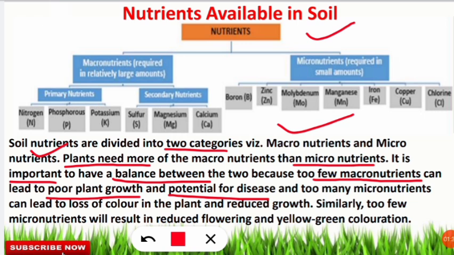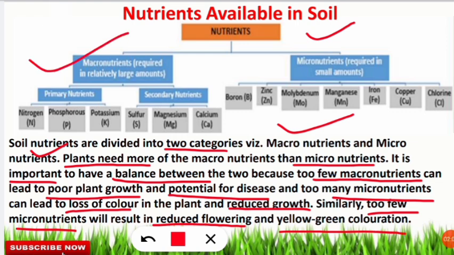That means if too few macronutrients are present, they can lead to disease in plants, and if too many micronutrients are present, they can lead to loss of color in the plant leaves and plant body, as well as reduction in growth. Similarly, if too few micronutrients are present, it will result in reduced flowering and yellow-green coloration.